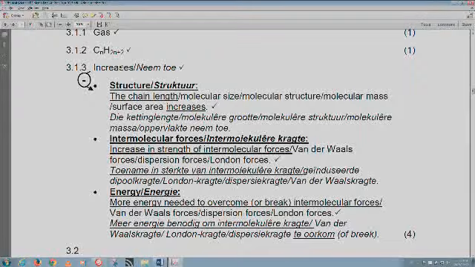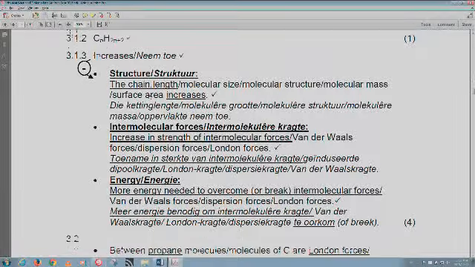It doesn't matter whether it's at the beginning or at the end after the reasons, as long as the answer is there, because the marker must first look for the answer, which is "increases", and then the marker will be able to mark the reasons. Now, the first part of the reason, the learner must explain according to the structure. The learner must say the chain length increases, or the molecular size increases, or the molecular structure increases, the molecular mass increases, or the surface area increases for 1 mark of the reason.